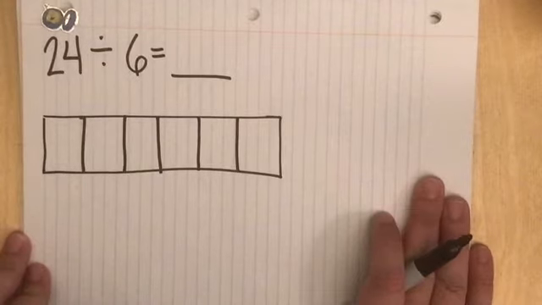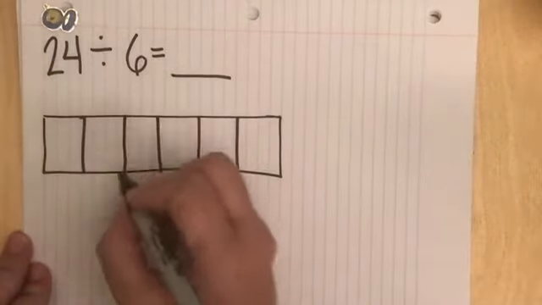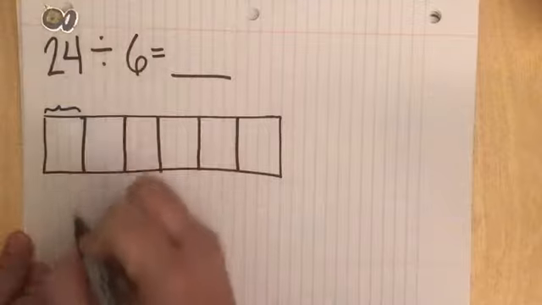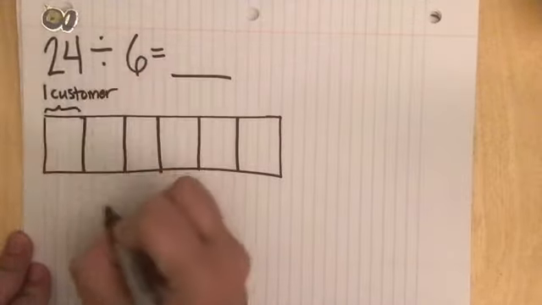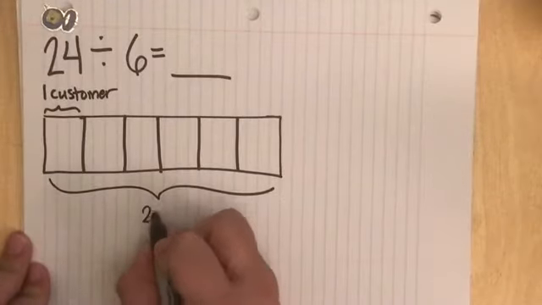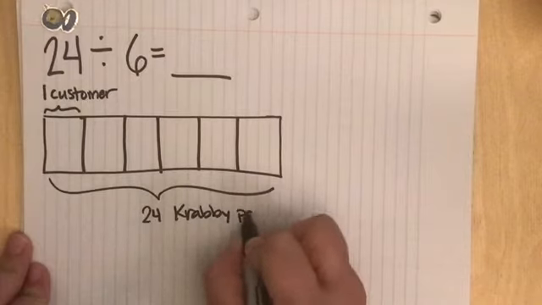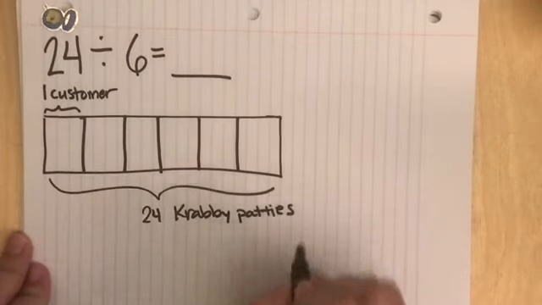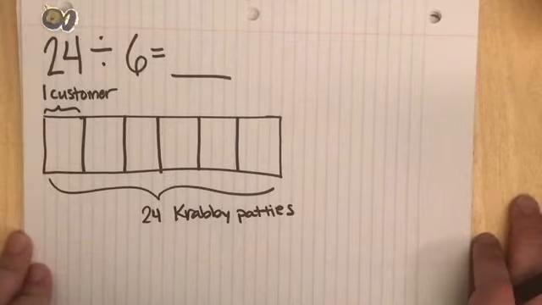So each section of the tape diagram, what does that represent? It represents one customer. So we're going to label that on here. So we have one customer. And we have 24 Krabby Patties. Now we're trying to figure out how many Krabby Patties each customer is going to get. Go ahead and try that. Press pause and press play when you're done.